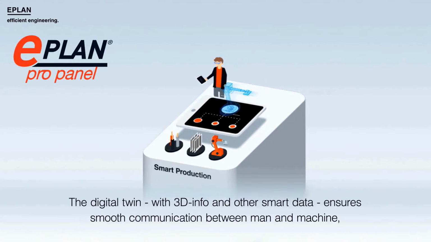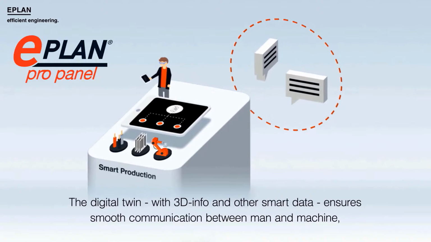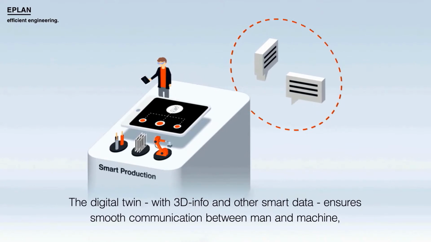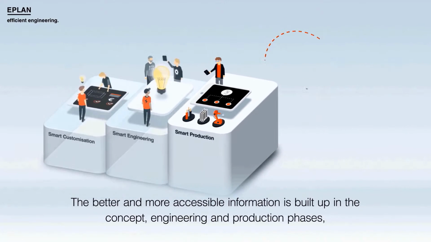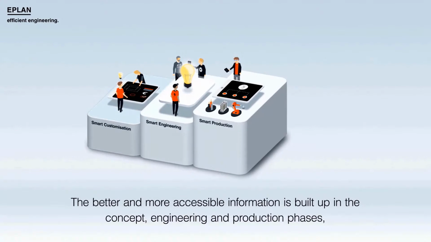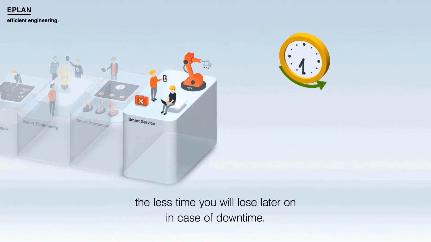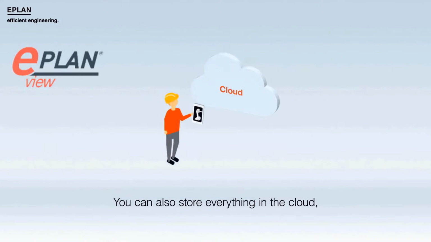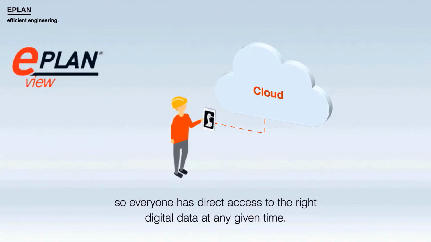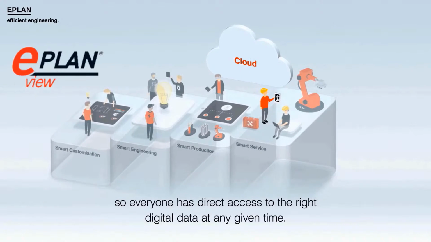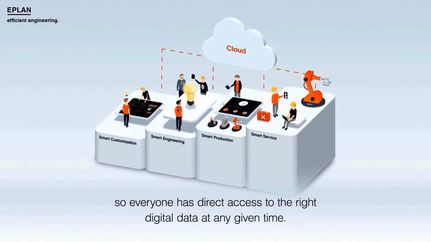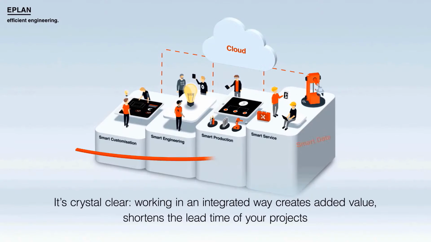The digital twin with 3D info and other smart data ensures smooth communication between man and machine. The better and more accessible information is built up in the concept, engineering and production phases, the less time you'll lose later on in case of downtime. You can also store everything in the cloud, so everyone has direct access to the right digital data at any given time. It's crystal clear.